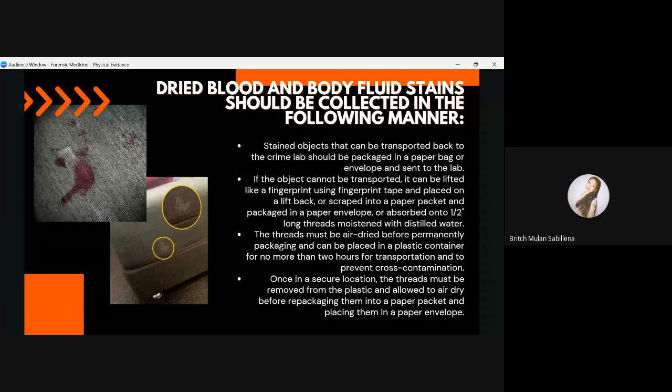Or absorb the stain onto half-inch long threads moistened with distilled water. The threads must be air dried before permanently packaging. For transportation purposes and to prevent cross contamination, the threads may be placed into a plastic container for no more than 2 hours. Once in a secure location, the threads must be removed from the plastic and allowed to air dry. They may then be repackaged into a paper pocket and placed in a paper envelope.